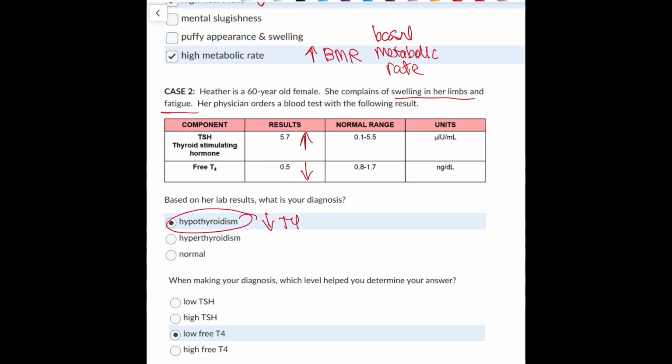Remember, T4 is a thyroid hormone. TSH, who makes it? Anterior pituitary.